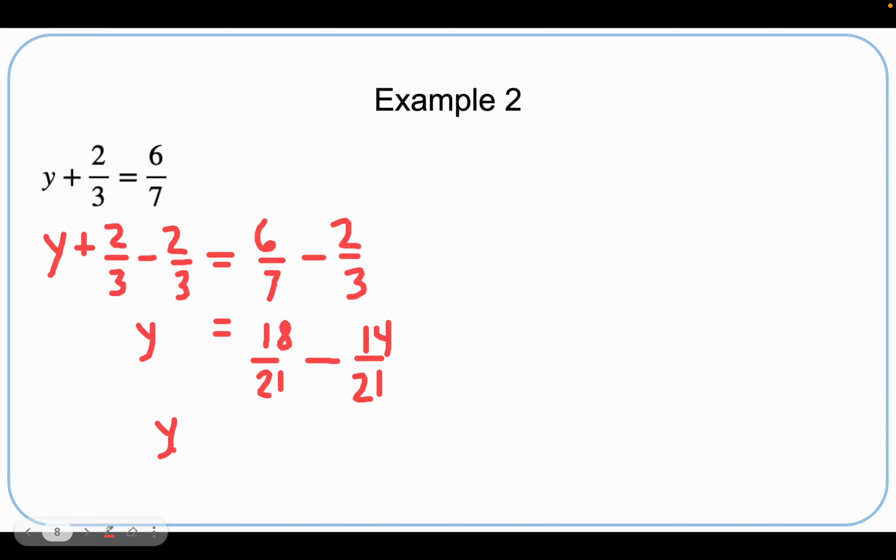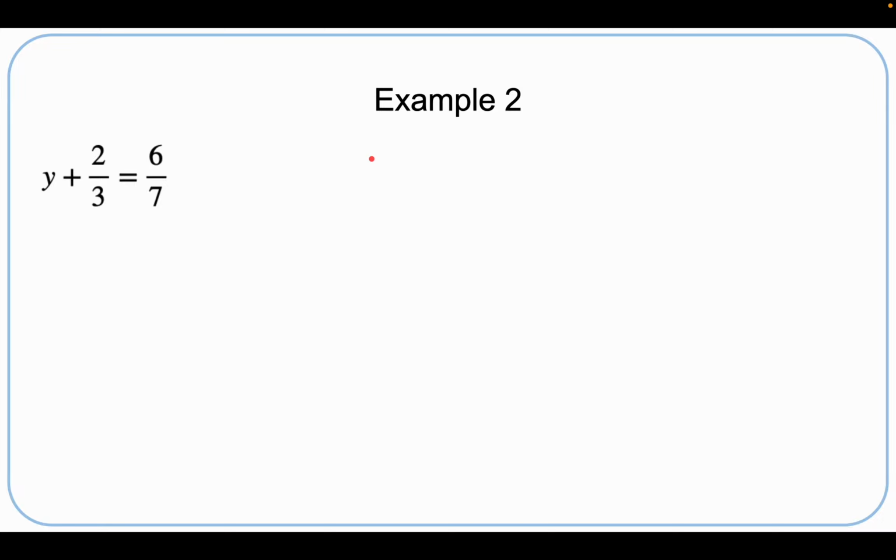And we want to simplify again. We have 18 21s minus 14 21s equals 4 over 21. Okay, so there's our solution, y equals 4 over 21. And then to check our answer, we're going to substitute this solution into our original equation. Okay, so let's test our answer, 4 over 21 for y.